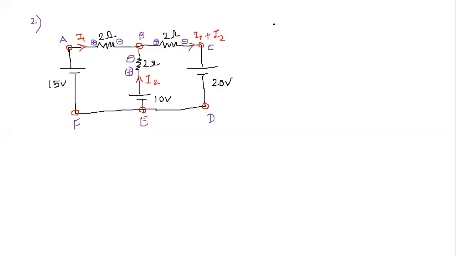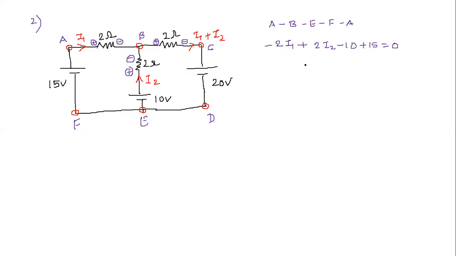Let me trace the path, that is A, B, E, F, A, and apply KVL, right? So what you'll get: minus 2 I1, plus, from B to E, plus 2 I2, minus 10, plus 15, that is from F to A, is equal to 0.